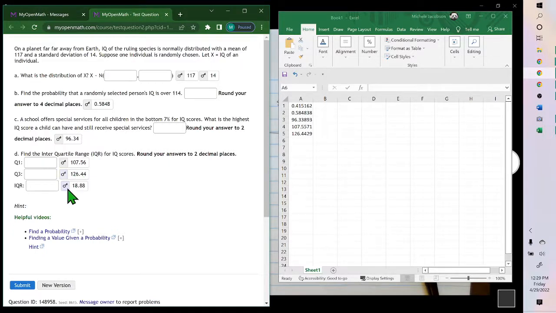The interquartile range, you just subtract these two. So for the interquartile range, you take 126.44 and subtract 107.56. And there you go.